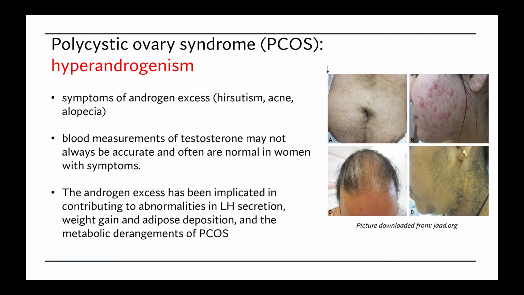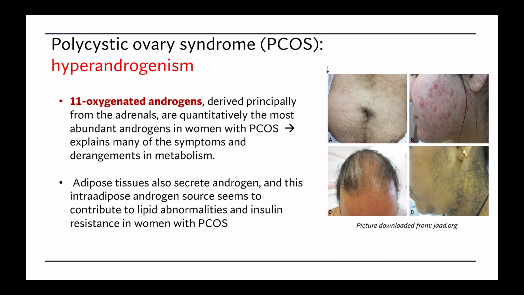The third criterion will be hyperandrogenism, and this includes symptoms of androgen excess such as hirsutism, acne, alopecia, and even seborrhea. Now, blood measurements of testosterone may not always be accurate and often are normal in women with symptoms of PCOS. The androgen excess has been implicated in contributing to abnormalities in LH secretion, weight gain, and adipose deposition, and the metabolic derangements of PCOS.